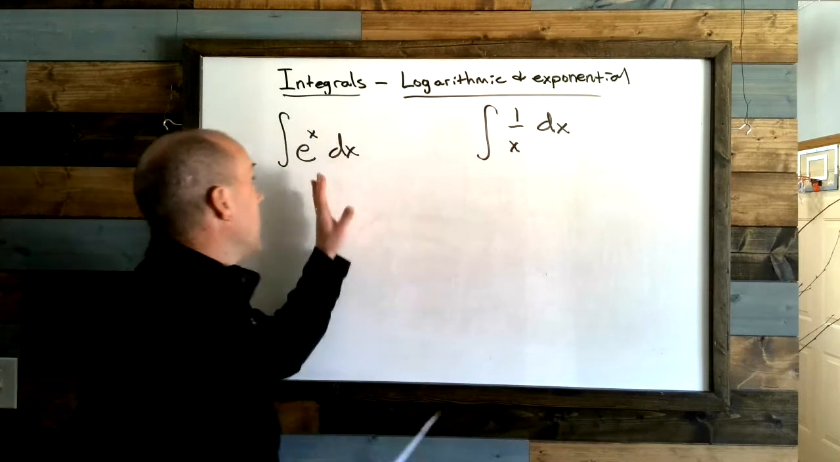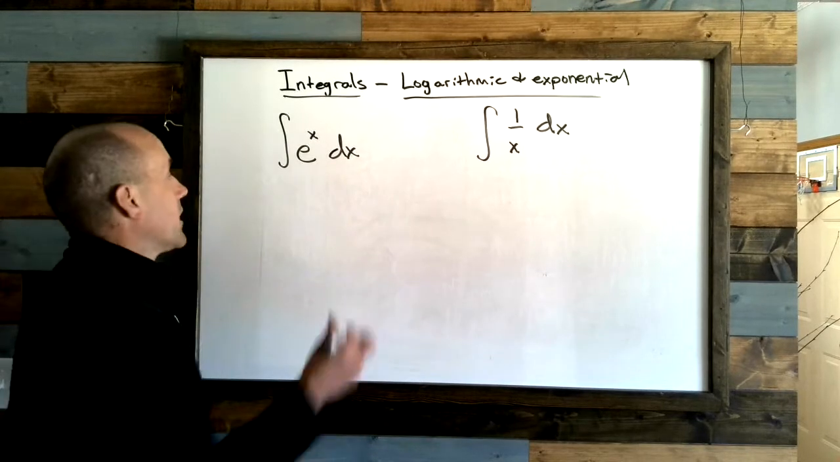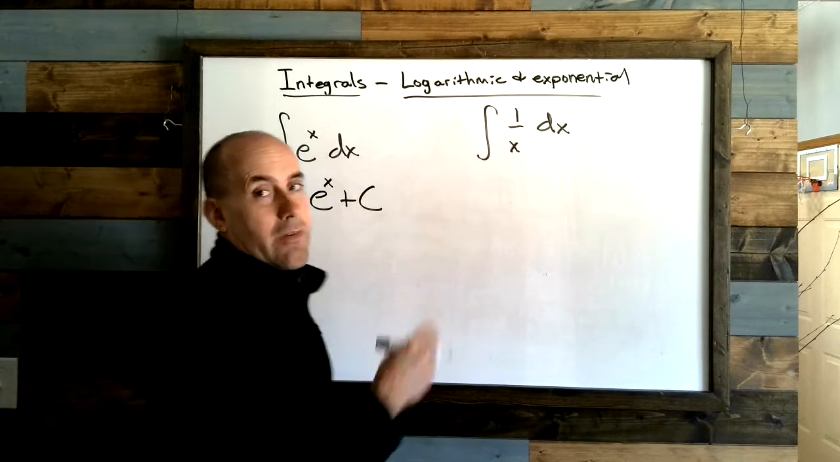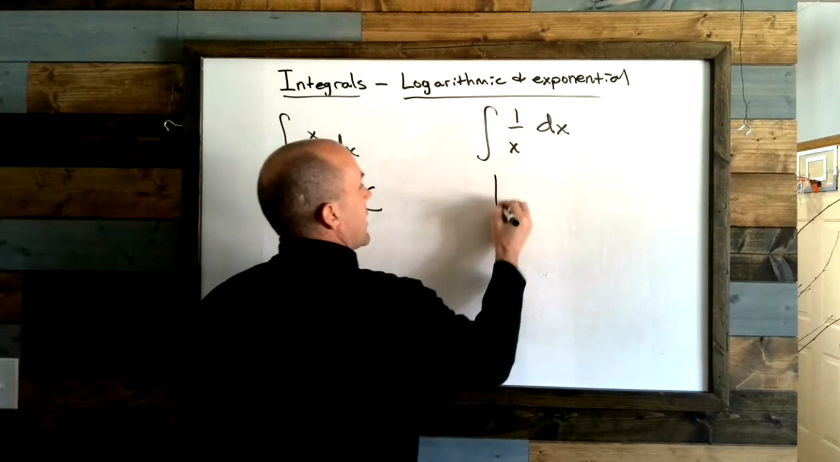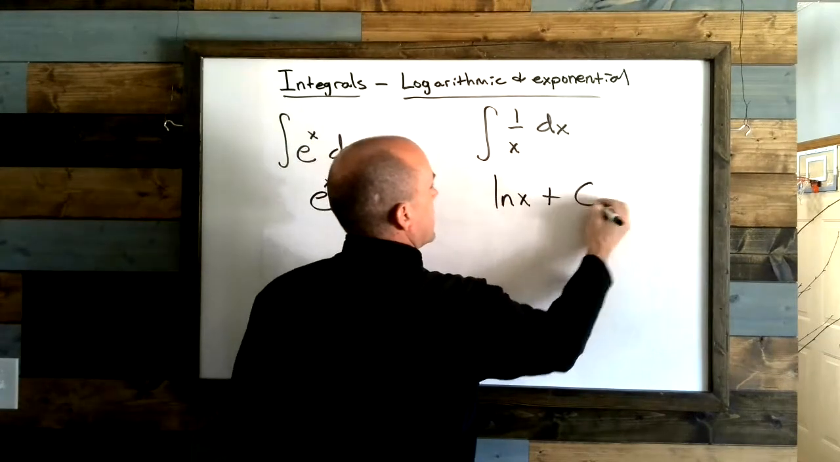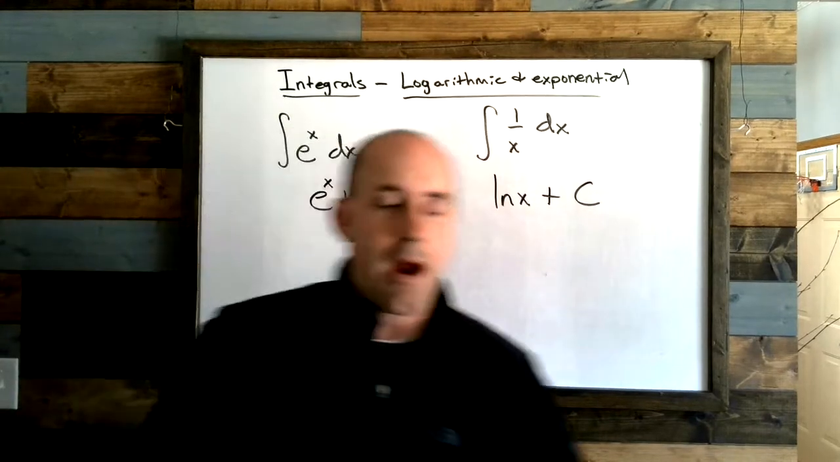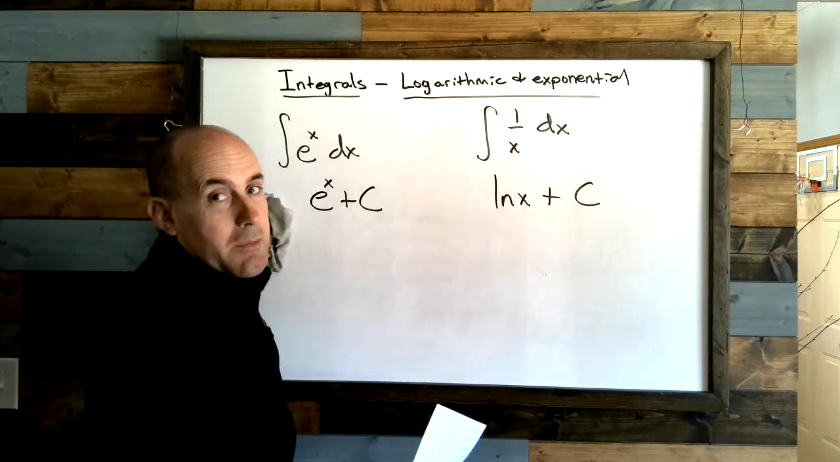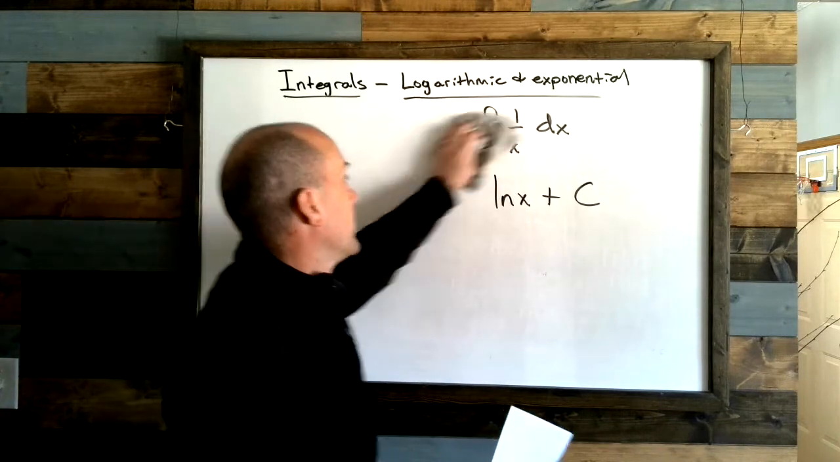So what's the antiderivative of e to the x dx? Well, it is simply e to the x plus c. And the antiderivative of 1 over x dx is the natural log of x plus c. Given those two properties, as you take notes here, those are going to set us up to be able to do all the rest of the problems we have for this lesson.